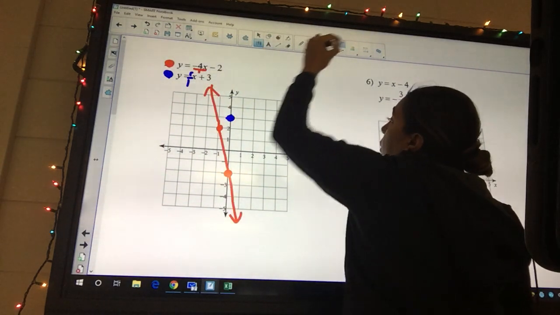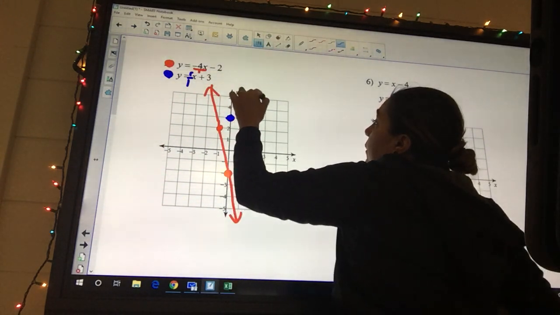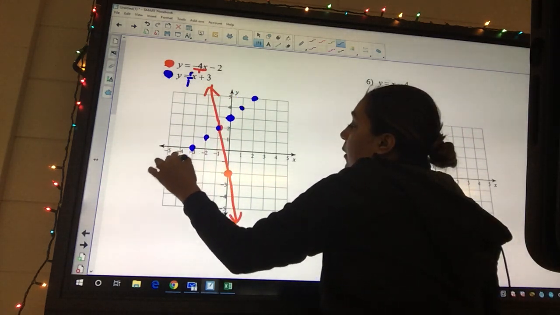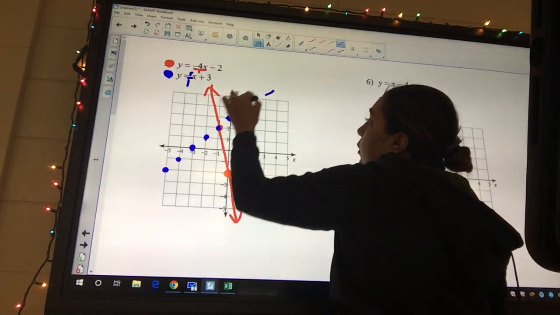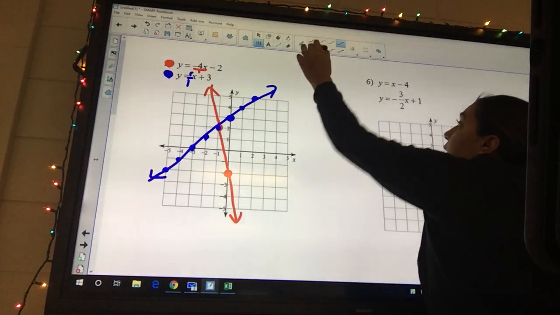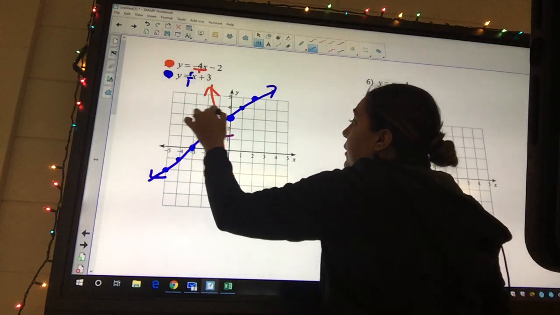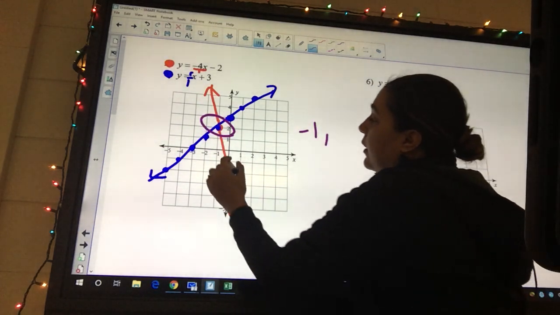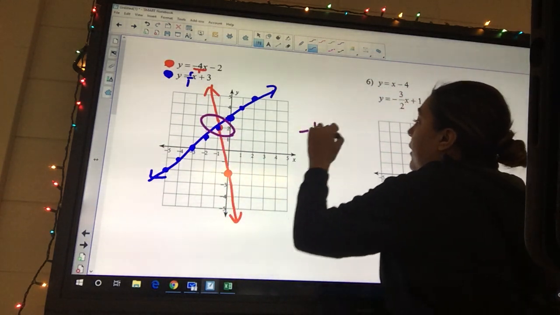So we go up 1 over 1, or down 1 over 1, down 1 over 1, down 1 over 1. Okay, and my solution set, or my answer, is really going to be this one. Okay, and it's going to be at -1 and +2.